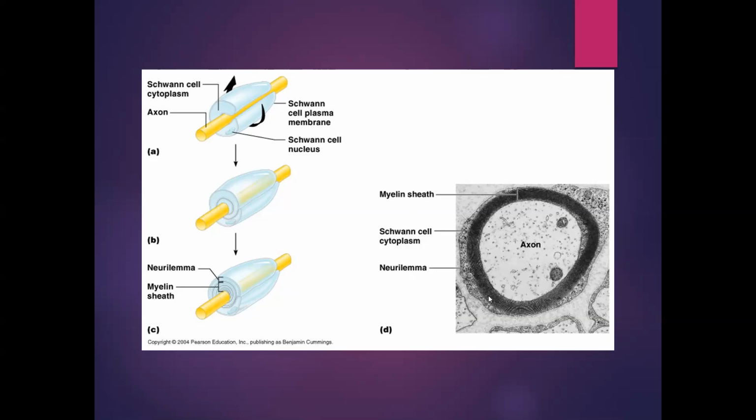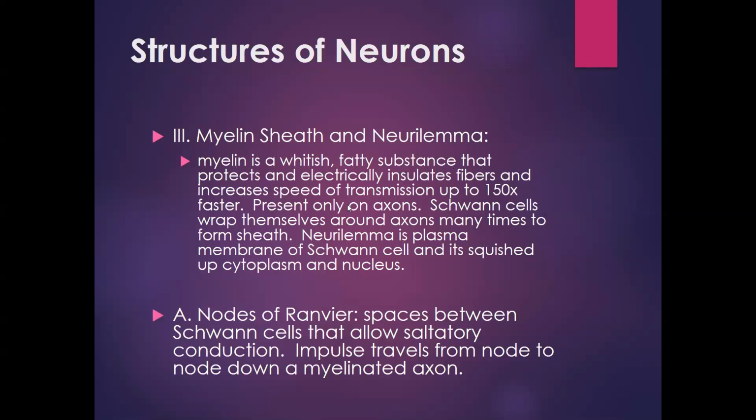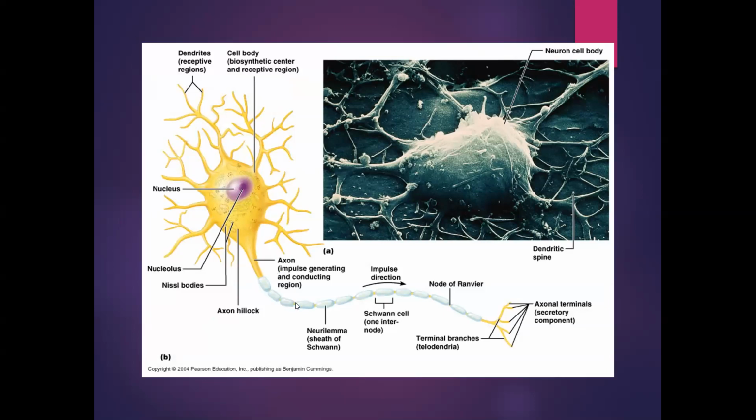So here's what an axon looks like. This is the axon, and this is the myelin sheath, the Schwann cell that's wrapped itself many, many times around the axon. Besides protecting the axon, what else does myelination do for a neuron? It creates a conduction known as saltatory conduction, and saltatory means to jump. In saltatory conduction of myelinated fibers, the electrical signal jumps from node to node. We have little spaces on the axon where the Schwann cells don't touch each other, called nodes of Ranvier, and these nodes are chock full of voltage gated sodium channels.